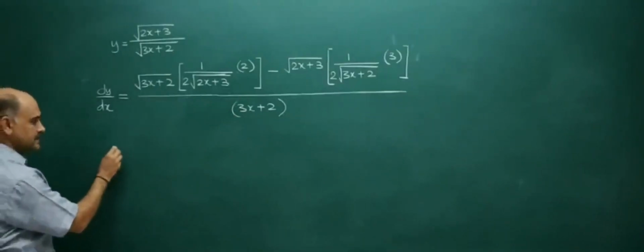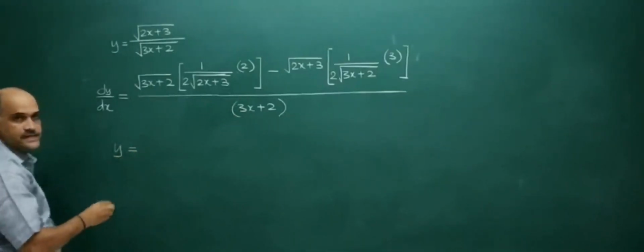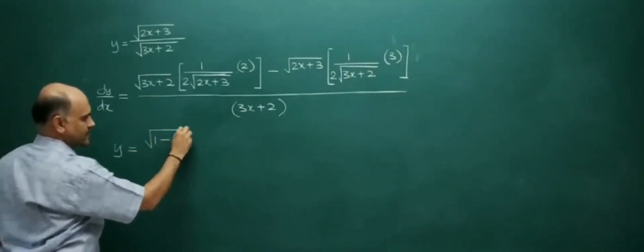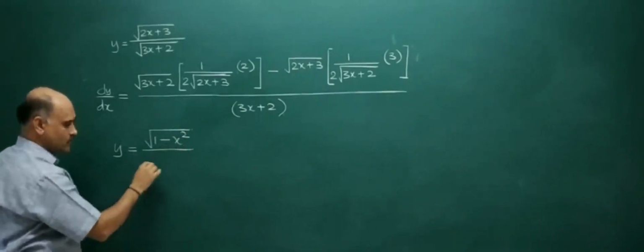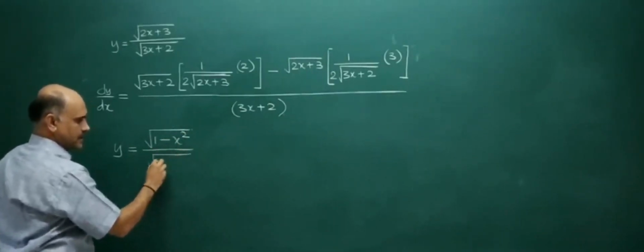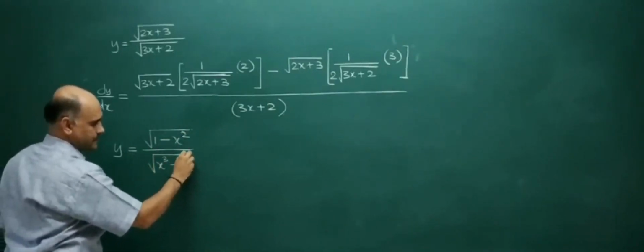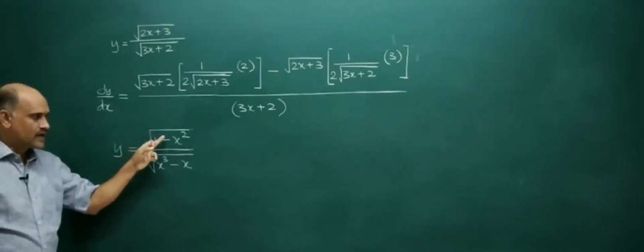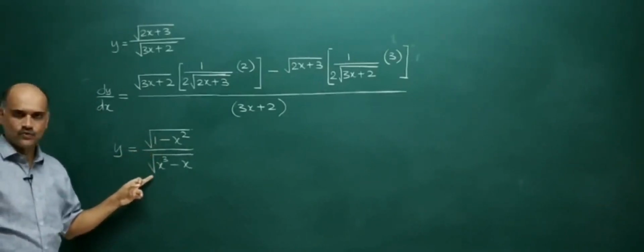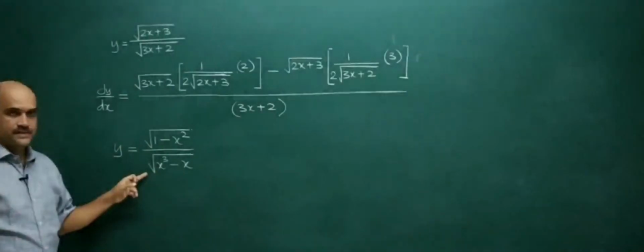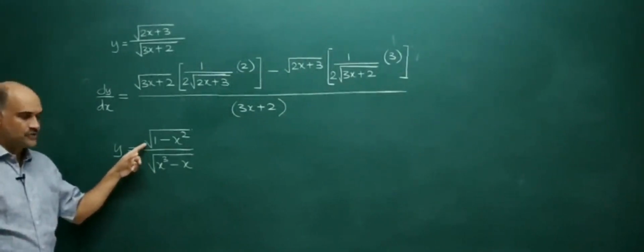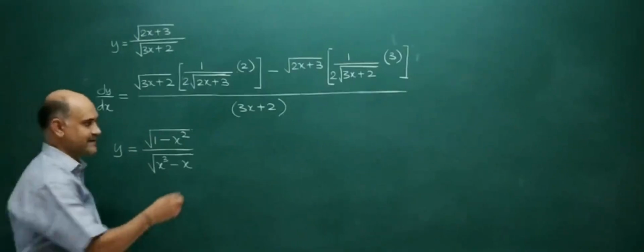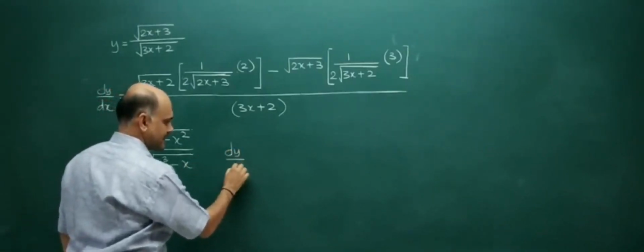So similarly, next, y is equal to root of 1 minus x square divided by root of x cube minus x. So root of 1 minus x square divided by root of x cube minus x. So dy by dx. Again, first you are required to apply u by v. So dy by dx is equal to.